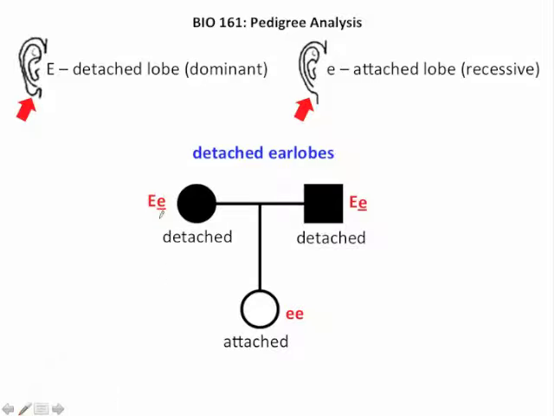So now that you know some basic rules of pedigrees, how to infer genotypes from phenotypes, and how to use them to calculate probabilities, you're going to do some practice pedigrees in the actual lab activity.